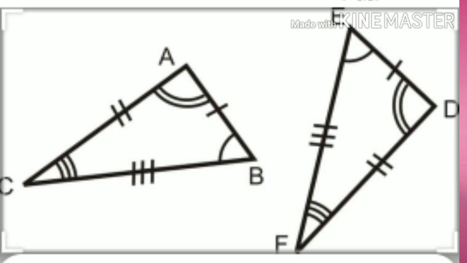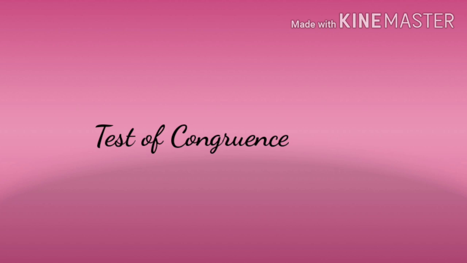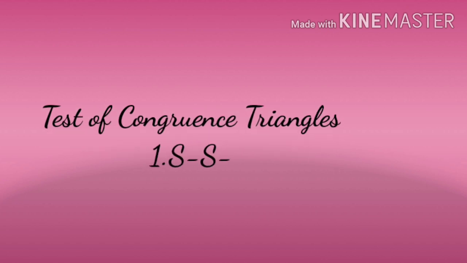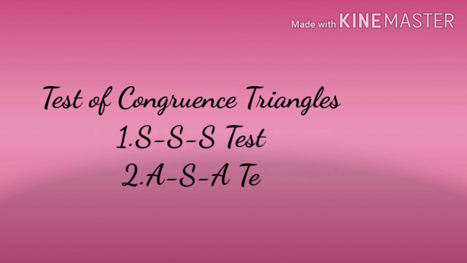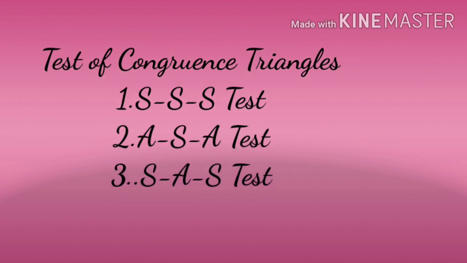The 6 conditions are 3 sides and 3 angles. So out of these 6 conditions, if any 3 conditions are applicable, then we say these two triangles are congruent. On the basis of these conditions, we follow certain tests for the congruency of triangles. So next, let us move to the tests for congruent triangles.